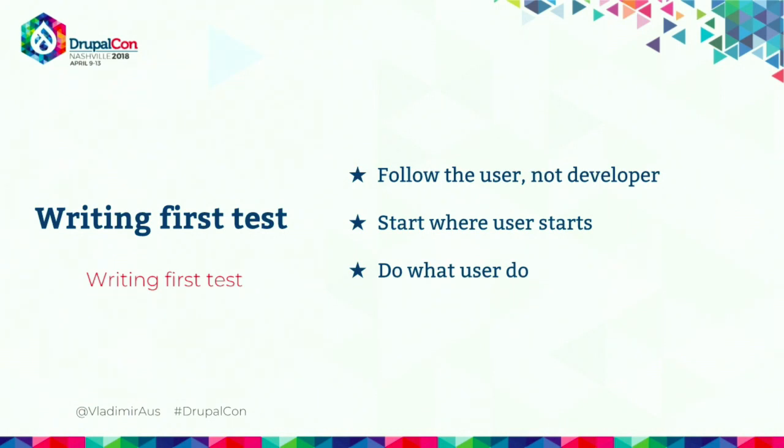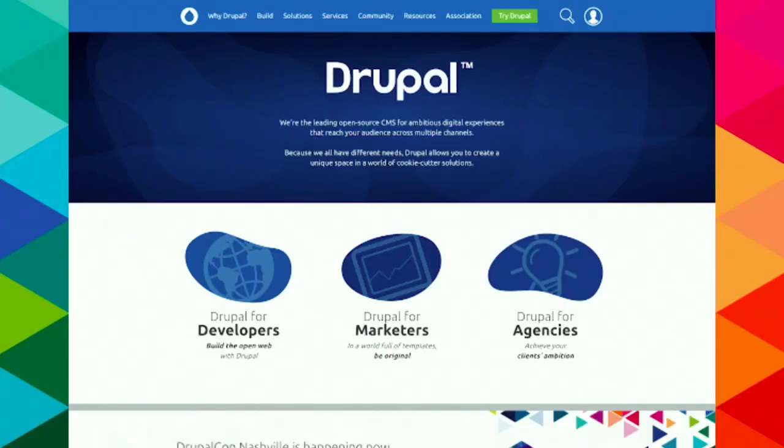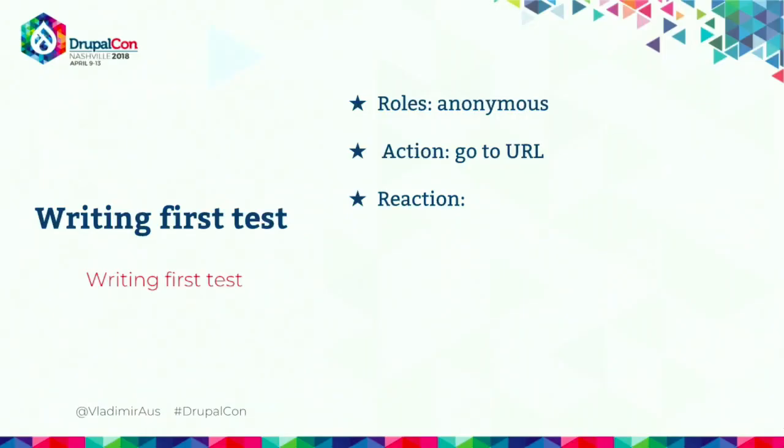So I'm going to roll back again and say, okay, when you're writing the first test, follow the user. We are providing software for a user, not for a developer. So follow the user, not the developer. Start where the user starts and do what the user does. Simple rules. Again, find the reaction. Let's do what the users do. So what do they do? How do you go to the homepage? Action. We go to Drupal.org. And we see the homepage.